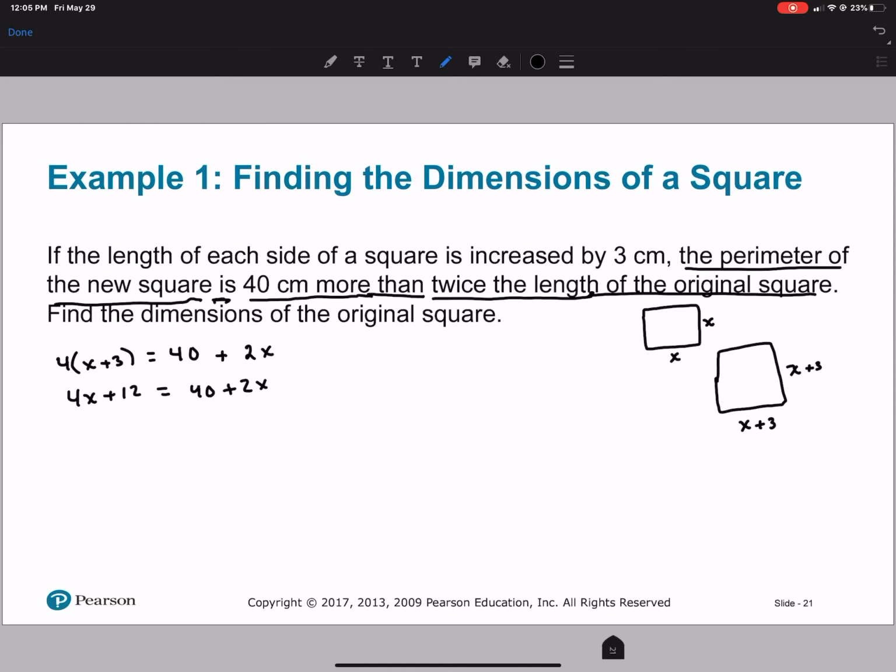Now we're going to get all our x's on one side and all our constants on the other one. So we're going to have 4x minus 2x is equal to 40 minus 12. So we're going to get 2x is equal to 28. And then I'm going to have x is equal to 14, because I'm going to divide 28 by 2.